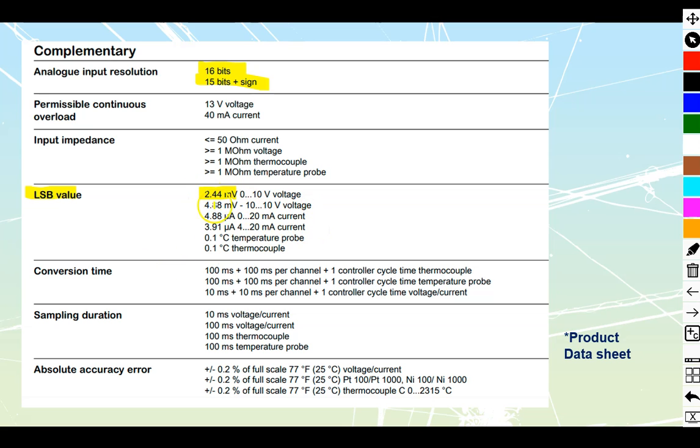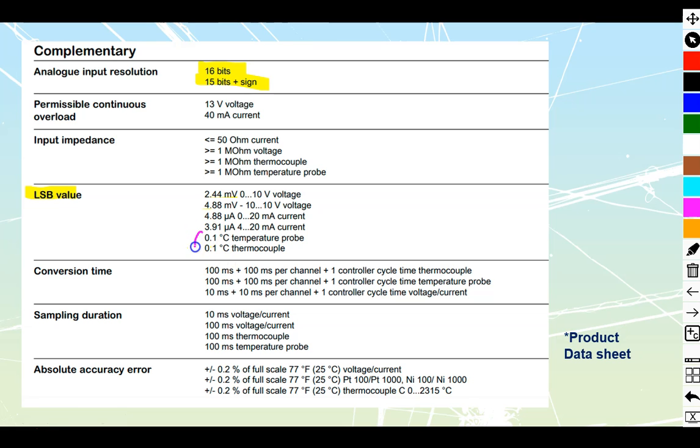We see that it's going to be 2.44 millivolts on 0 to 10 volt, and 4.88 millivolts if it's the minus 10 to positive 10. So they're doubling it because they're doubling the range. And then it's 4.88 microamps on the 0 to 20 and 3.91 microamps on the 4 to 20. What is significant about these values is that they're not quite as good as an AI card designed specifically for analog input. So although we can use this for our regular AIs, it's not going to give us quite the same LSB values as a dedicated one. So just take care with that if you're trying to use it.